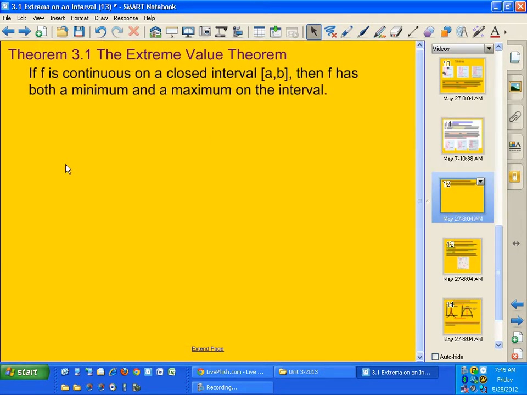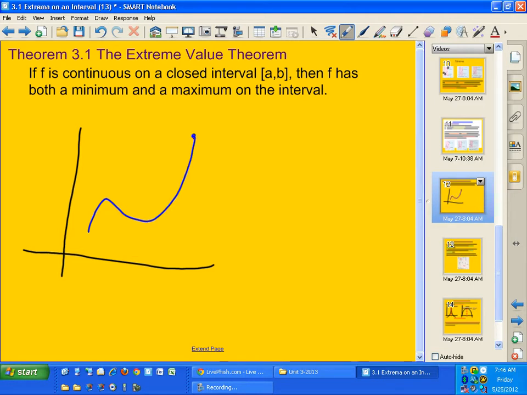The extreme value theorem says that if a function is continuous on the interval, then it will have both a maximum and a minimum in it. As long as the function doesn't go on forever, if it is a closed graph that starts and stops, then there will be a minimum and a maximum. My illustration here isn't the best because my maximum and my minimum are both my A and my B values on my closed interval. But that doesn't necessarily mean that's the case every time.